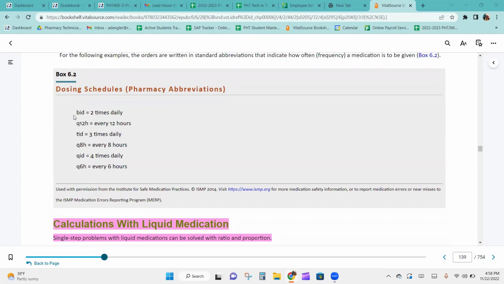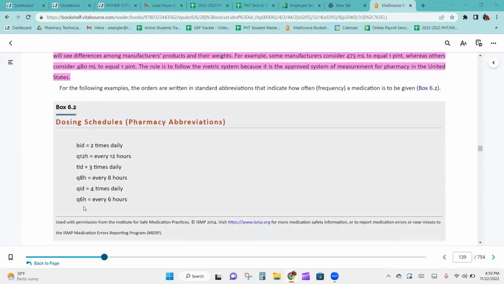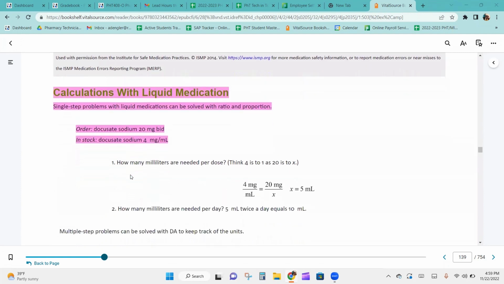So here's some dosing schedules. BID, these are SIG codes, equals 2 times daily, every 12 hours, or Q12H, every 12 hours. TID means 3 times a day. Q8H means every 8 hours. QID means 4 times daily. And Q6H means every 6 hours.